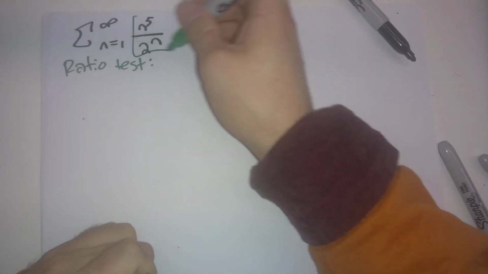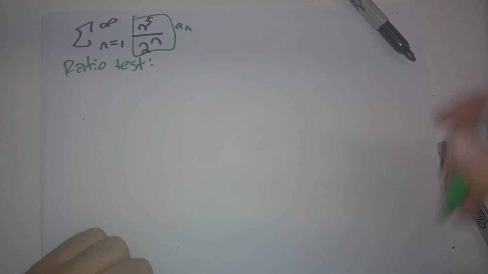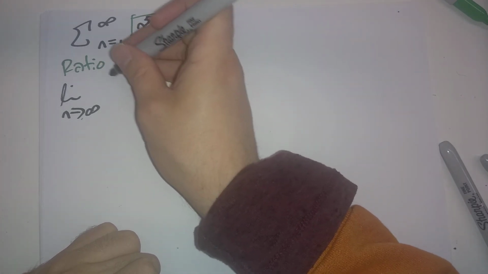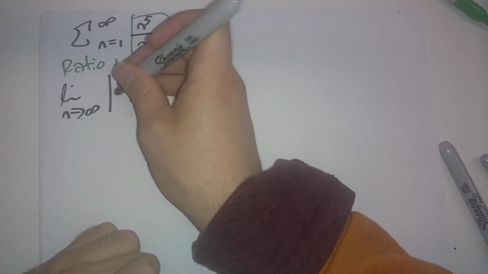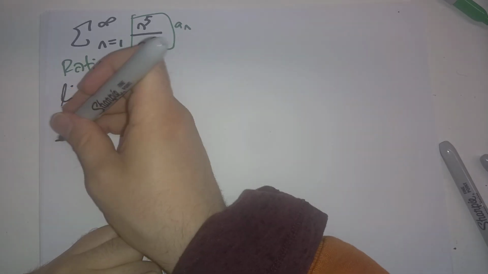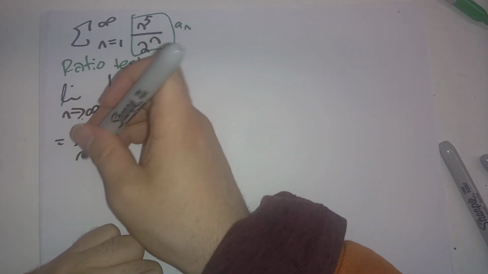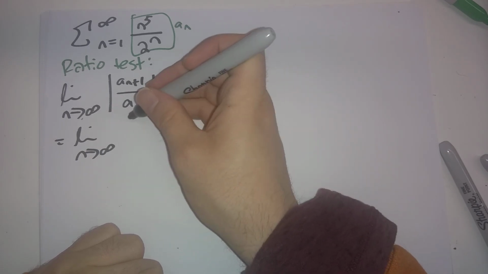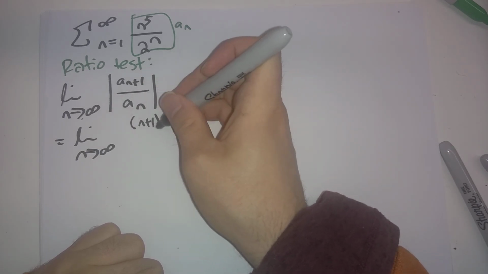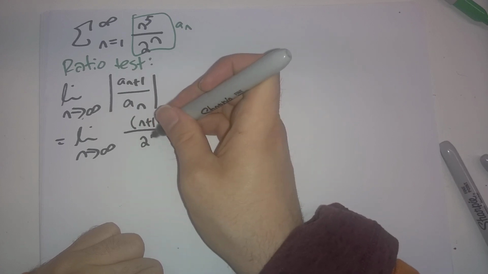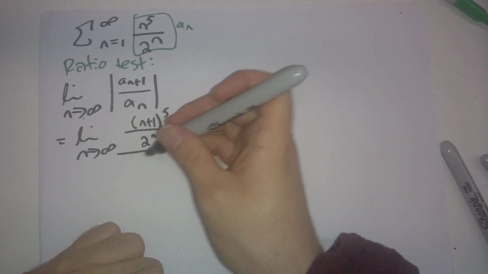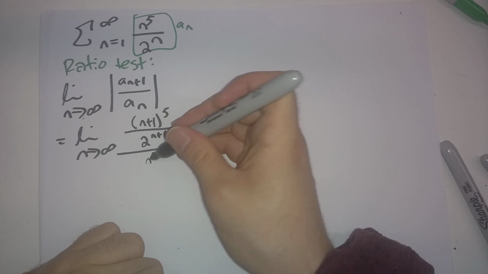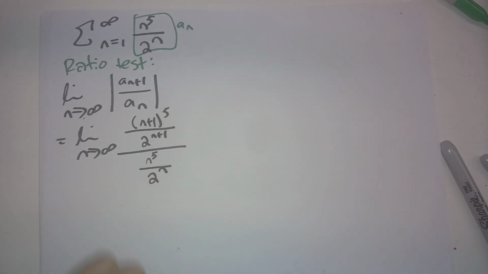So this right here is our a sub n for the ratio test. So we're going to be computing the limit as n goes to infinity of the absolute value of a sub n plus 1 divided by a sub n. Everything in sight is going to be positive, so I'll just drop the absolute value bars. We've got a sub n plus 1 is n plus 1 to the 5th divided by 2 to the n plus 1. All of that divided by n to the 5th divided by 2 to the n.